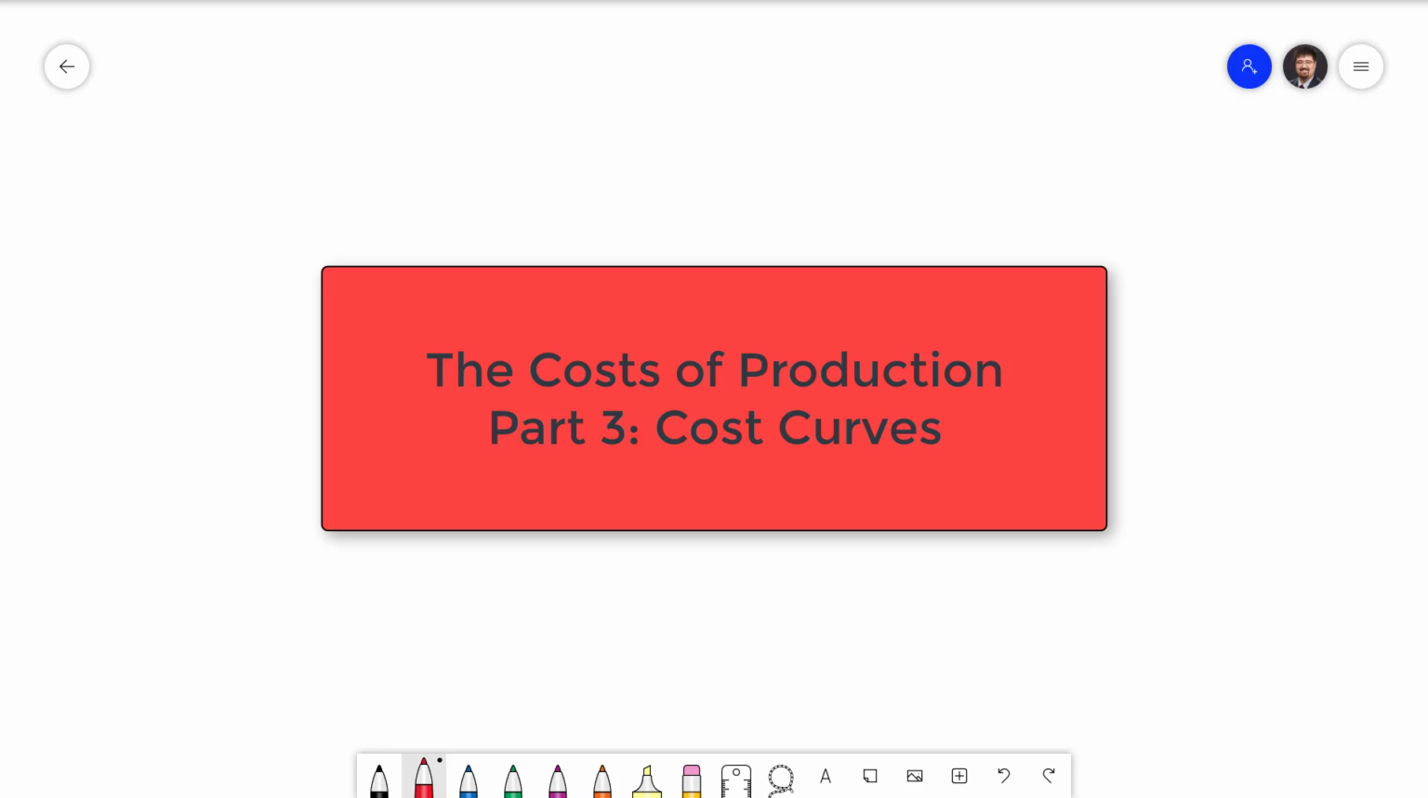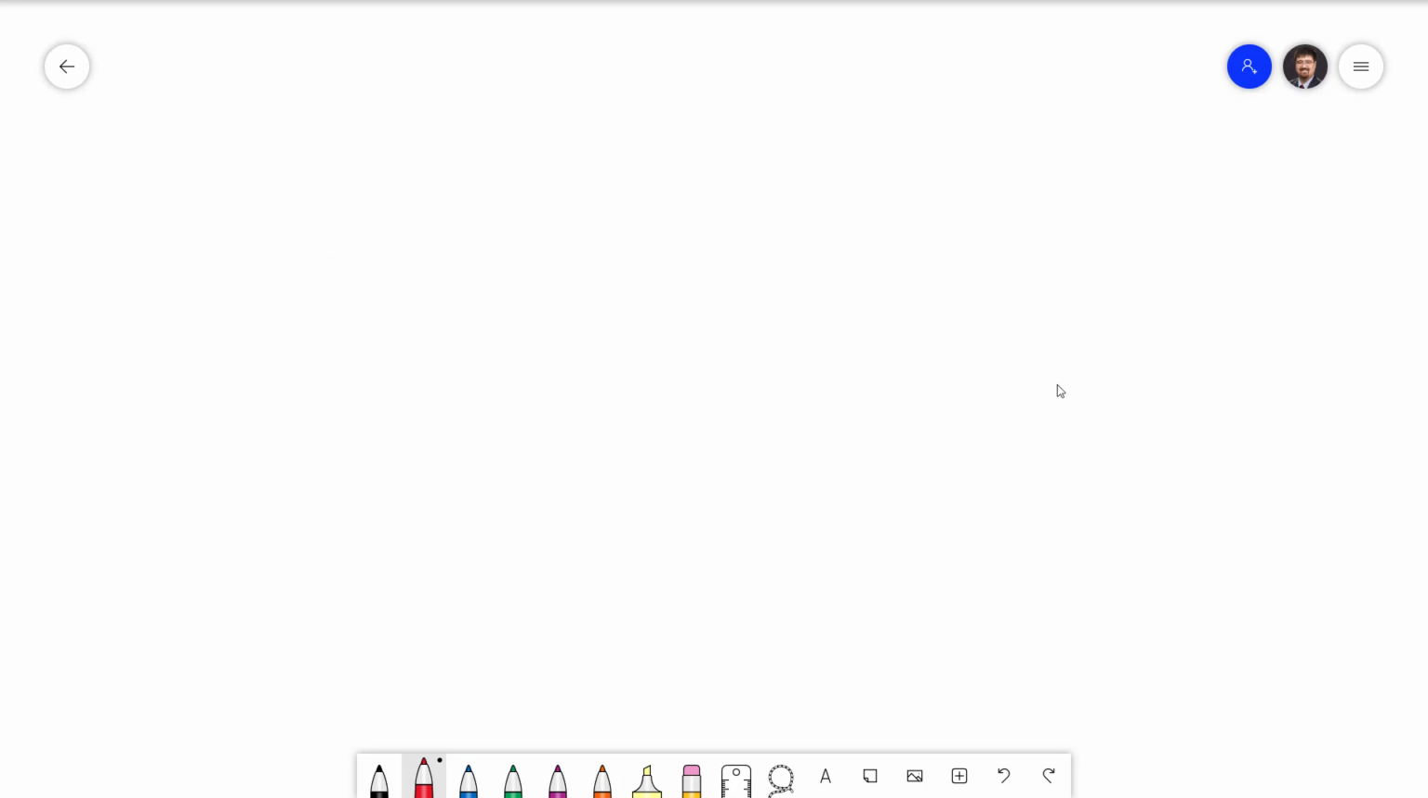In this video we're going to talk about cost curves in the short run and the long run. In the previous video we introduced the production function and then used that to build the total cost function. We're now going to dig a little bit more into the cost function. We're going to start out by continuing to think just about the short run. Remember that in the short run some inputs are fixed and some are variable.